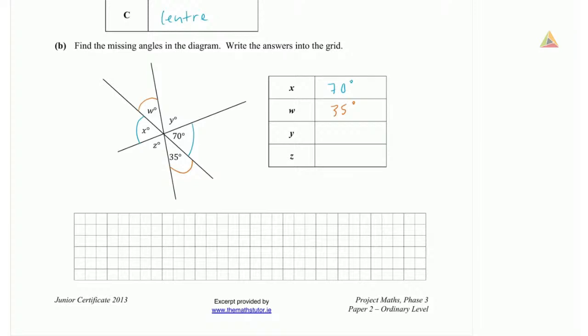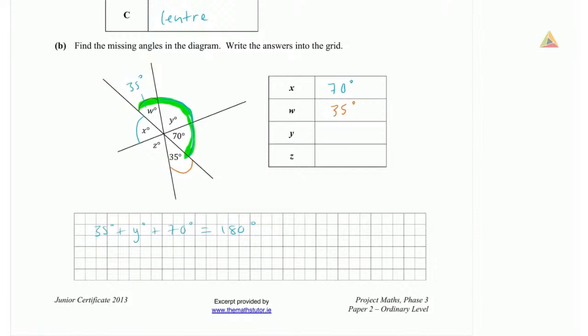So then it's asking us to get what Y is. You can see here that this whole angle makes a straight angle, which is 180 degrees. And we've just found out that W is 35 degrees. So 35 degrees plus this portion here, which is Y, plus 70 will give us 180 degrees. So I'm going to write that in the workings. So 35 degrees, which is W, plus Y degrees, which is what we're looking for, plus 70 degrees gives us a straight angle, which is equal to 180 degrees.